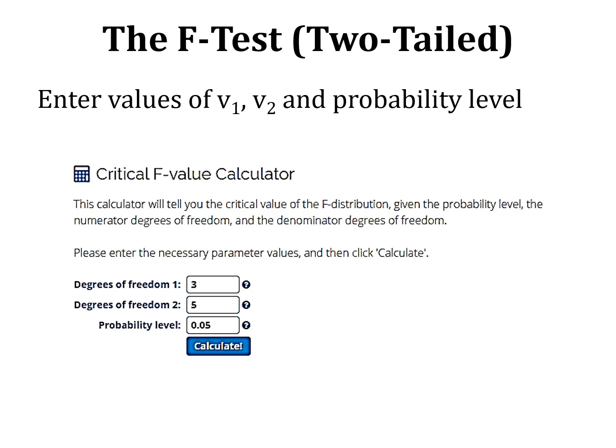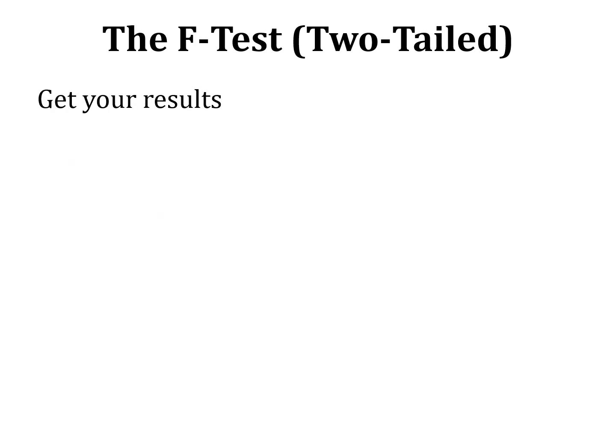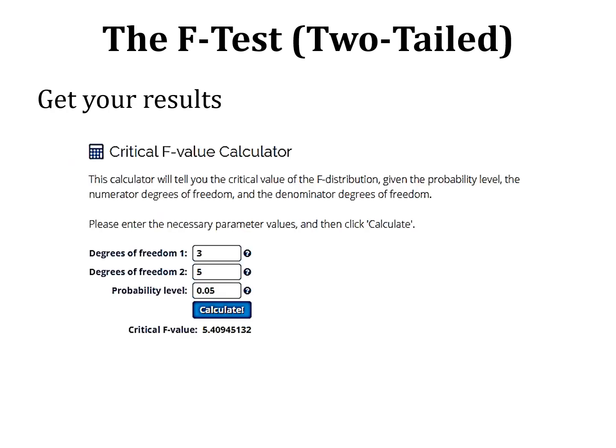And now enter the values of V1, V2 and probability levels. For example, the degrees of freedom for sample number 1 is 3, the degrees of freedom for sample number 2 is 5, and the probability level is 0.05. Now we press calculate and we get our results.